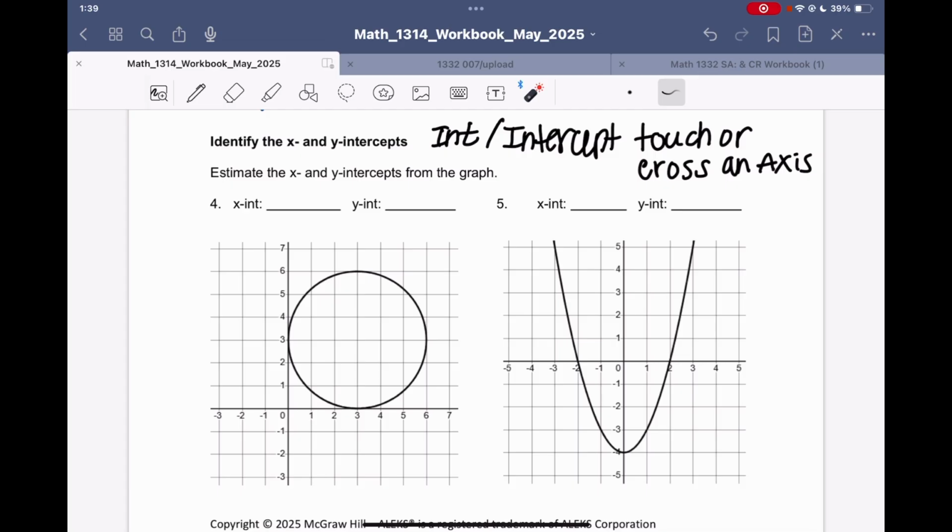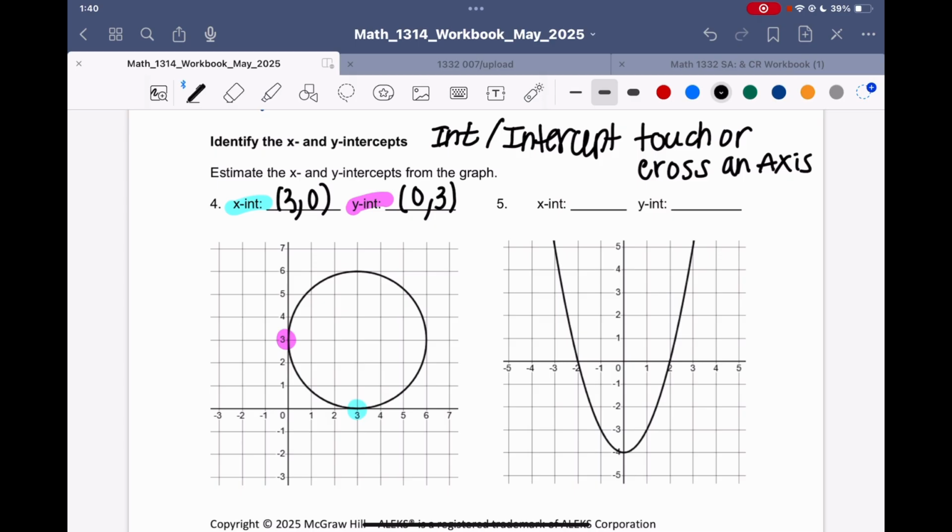So the first one, the x-intercept, is going to be right here. That's the only one. And then the y-intercept is going to be right here. So that's going to be 3, comma, 0, and 0, comma, 3.